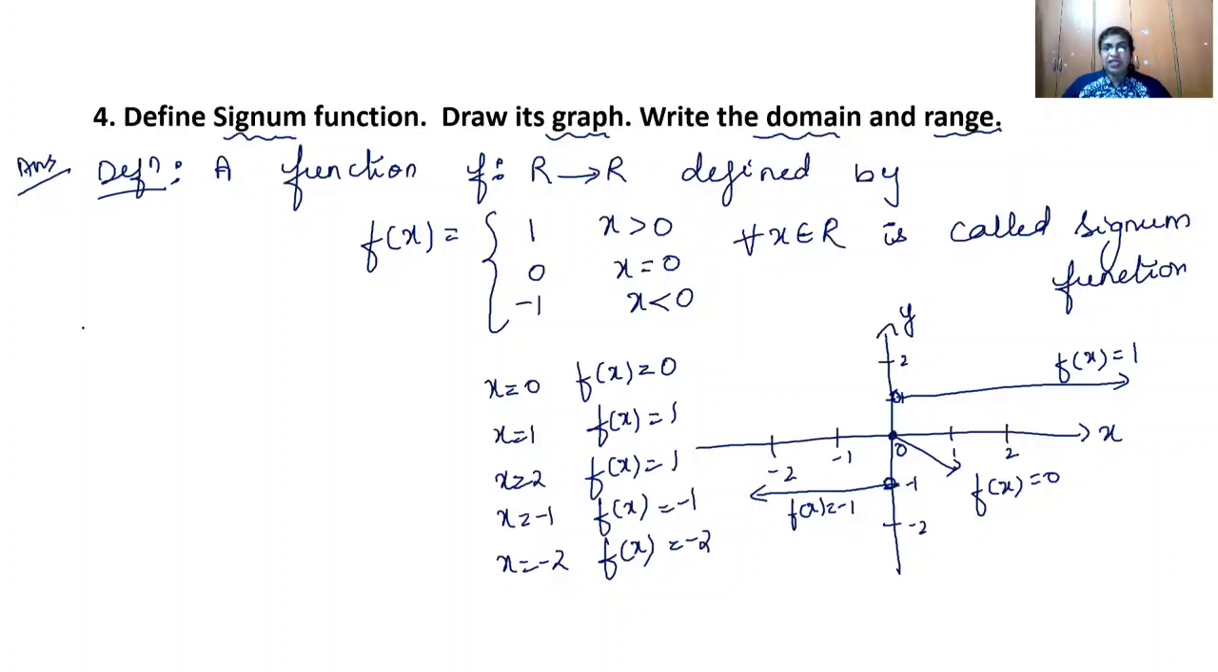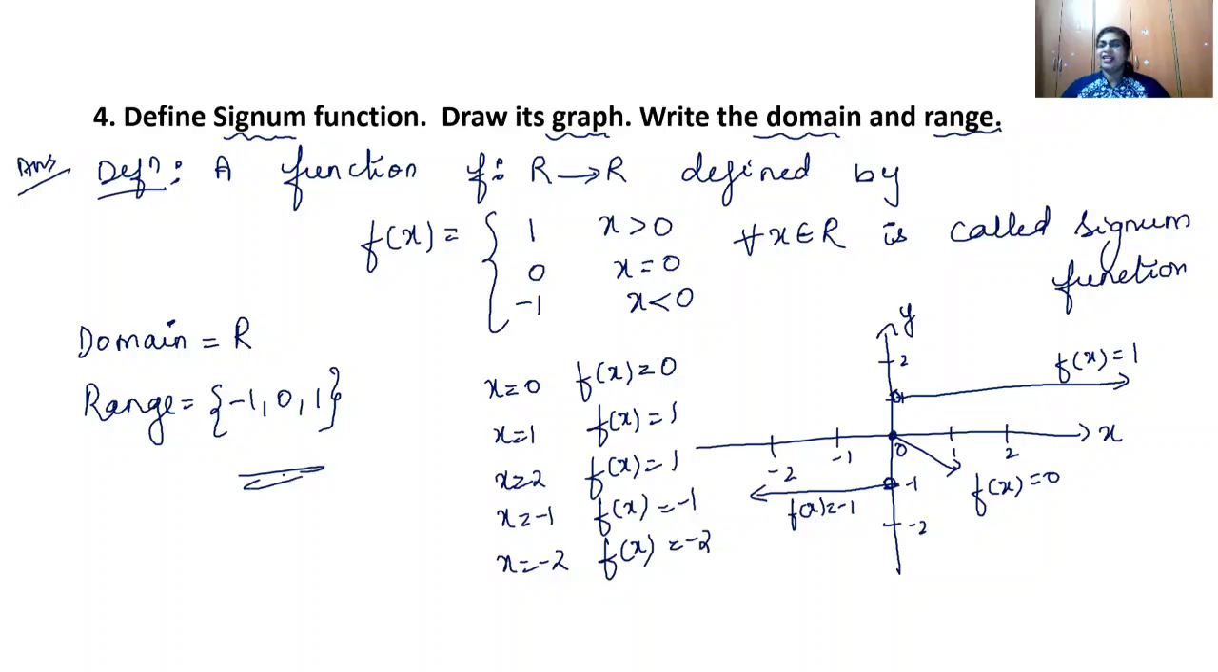Now tell me, what is the domain? Domain is real numbers. What about the range? Range is whatever real values you take. These are the only 3 numbers which I am getting, either 1 or -1 or 0. So range is -1, 0 and 1. So this is the answer. I hope the idea is clear.